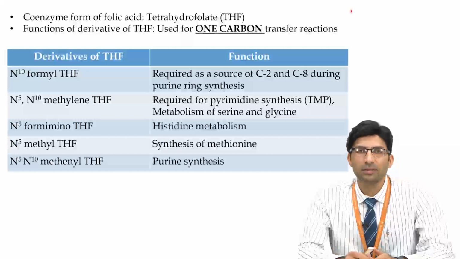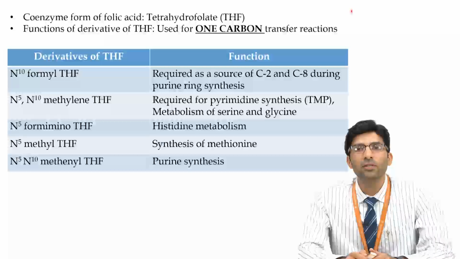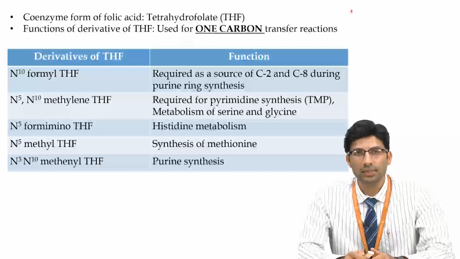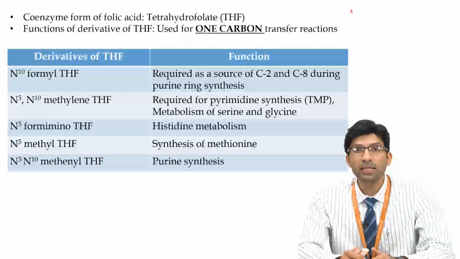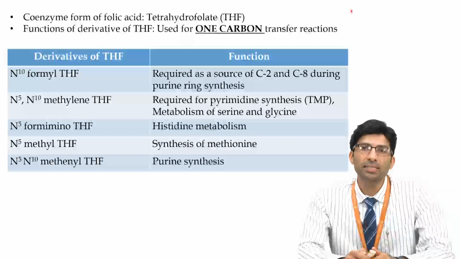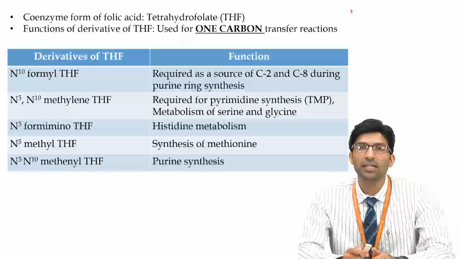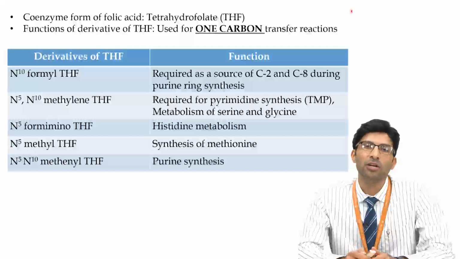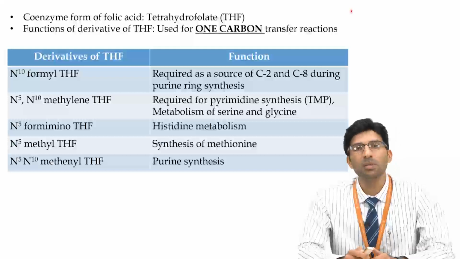Where are these reactions? Here there are different forms or derivatives of tetrahydrofolate, such as N10-formyl tetrahydrofolate, required as the source of C2 and C8 of the purine ring. The N5-N10 methenyl tetrahydrofolate is also required for purine synthesis. There are other forms such as methylene tetrahydrofolate, which is required for pyrimidine synthesis and metabolism of serine and glycine. So, as we discussed in the beginning, it is required for purine and pyrimidine synthesis, and we can see here the different forms of tetrahydrofolate being used for purine and pyrimidine synthesis.